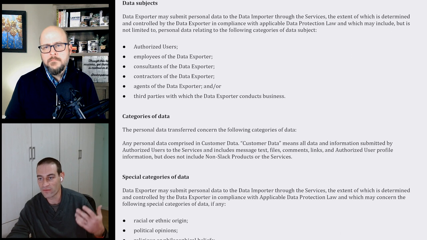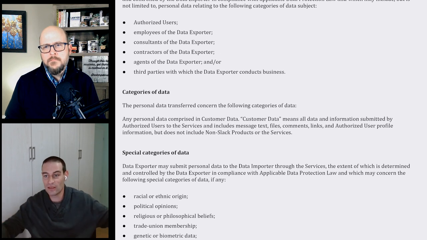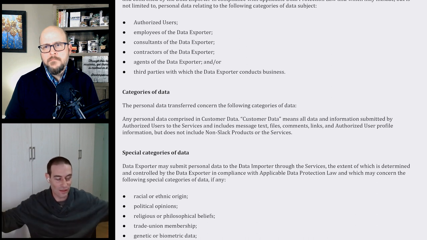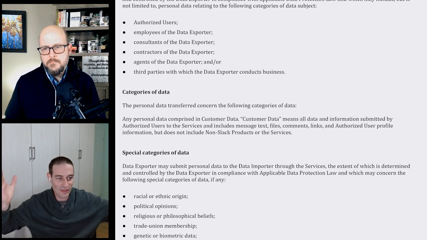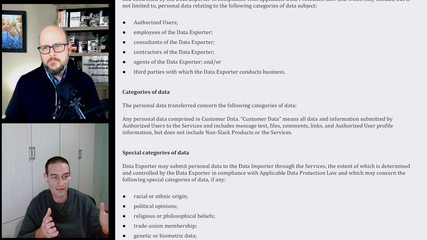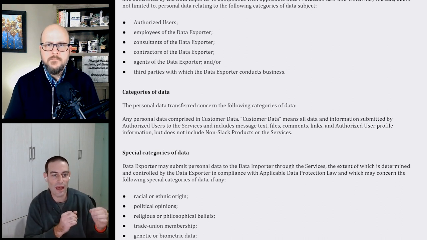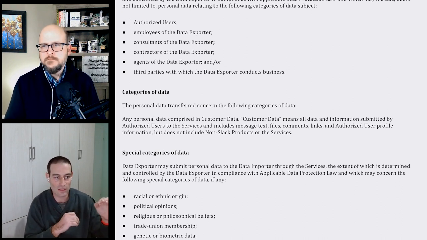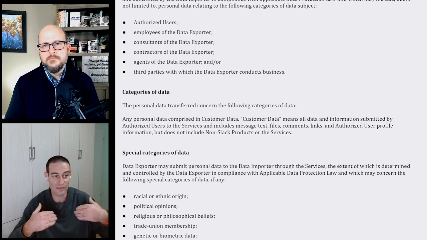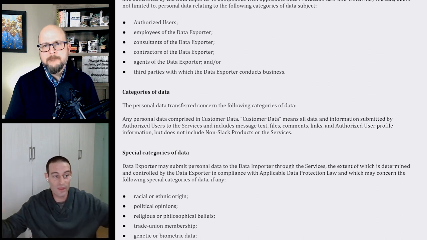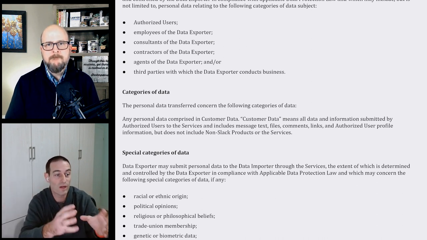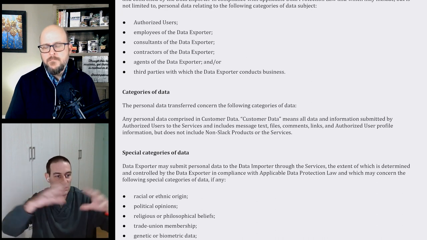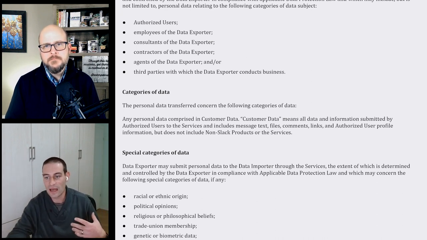The categories of personal data is, as it says here, any personal data comprised in customer data as defined in the agreement. That's a very broad definition to say it's anything that you decide to put in the system. And that's very common. We see that a lot, particularly with SaaS technology, software as a service technology, where they're saying, here's a platform, do with it whatever you want. We have no control over what data you put into the platform. It's whatever you use the platform for. And so that's why there are these broad definitions.